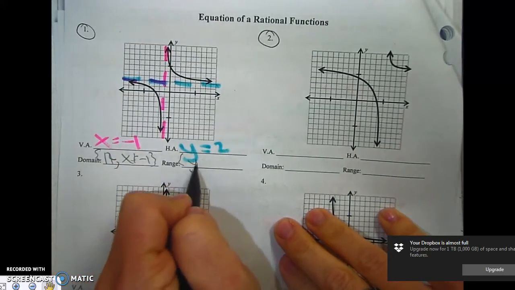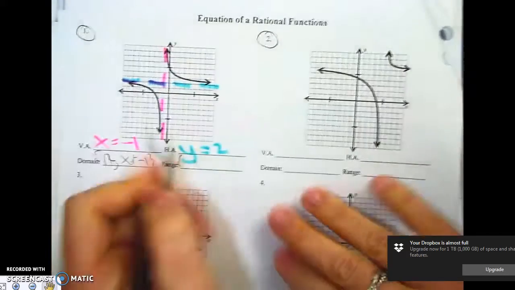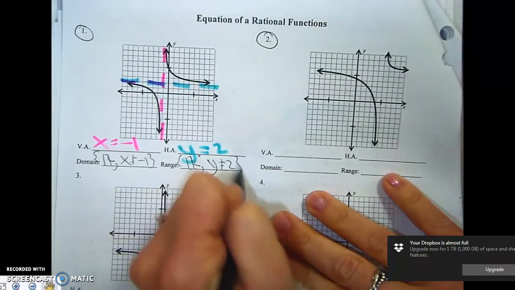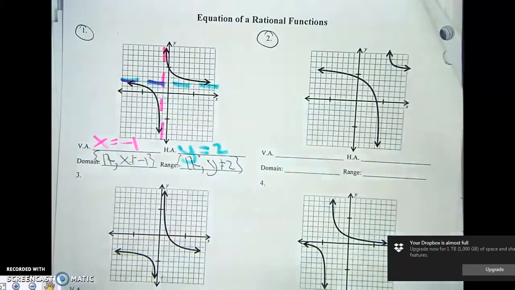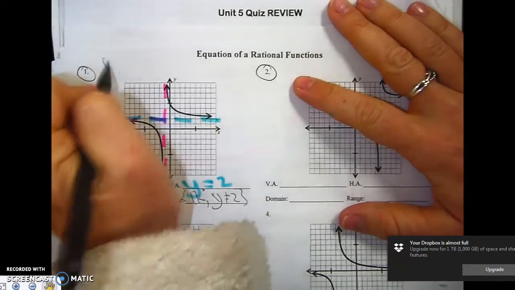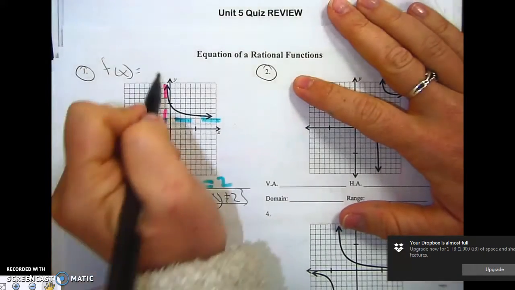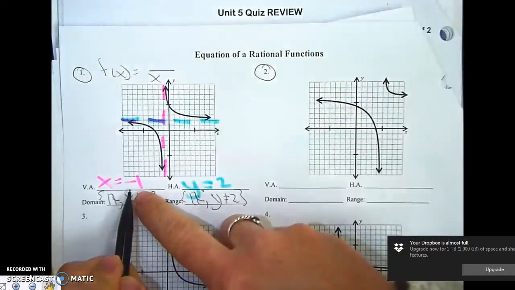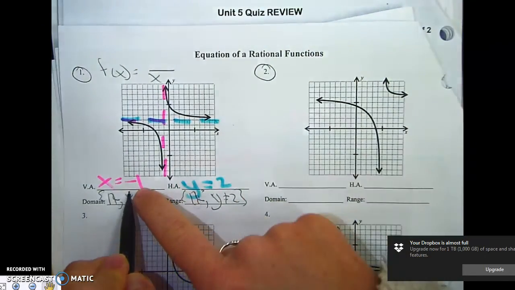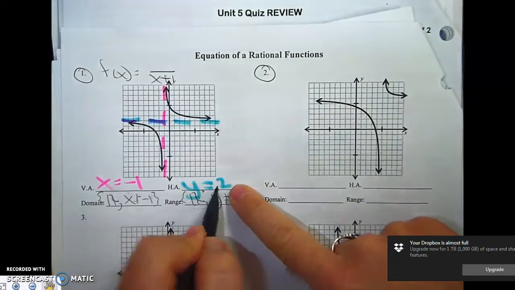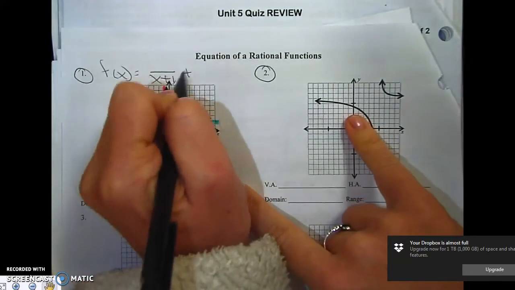The range, all real numbers, but y cannot equal 2. Okay? The last thing you need is the equation. If it says function, I'll respect the function and give it f of x. Now, I know there's an x in the denominator. We do the opposite of what the vertical asymptote is, +1, and the horizontal asymptote, which is +2.